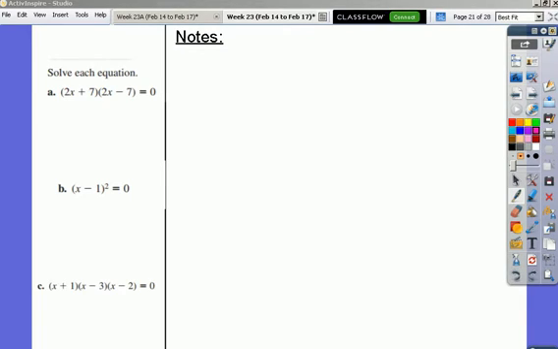On some of these, you'll get repeated roots. Not all of them. So 2x plus 7, 2x minus 7. It's just 2x plus 7 equals 0. And you can write this down or not write this down depending on if you need it. It's just the same process. You just need to recognize that you can get the same answer. That's okay. 2x minus 7.